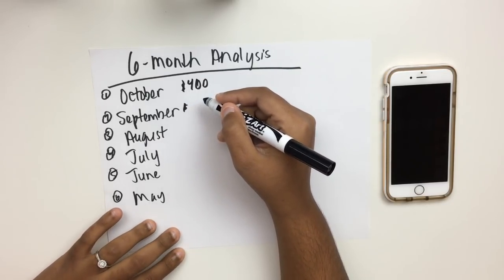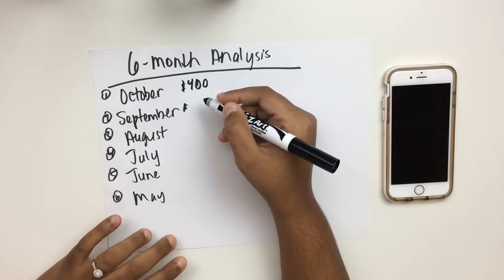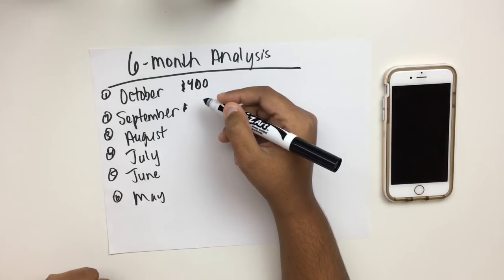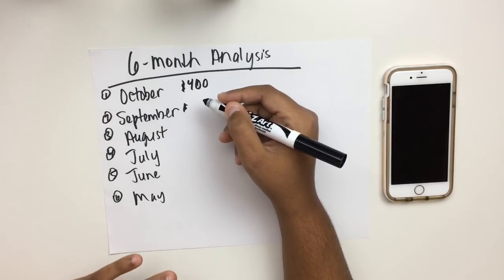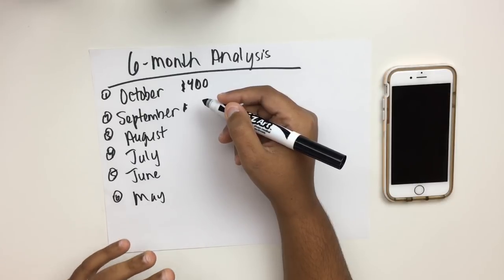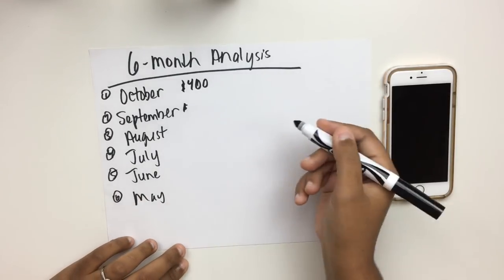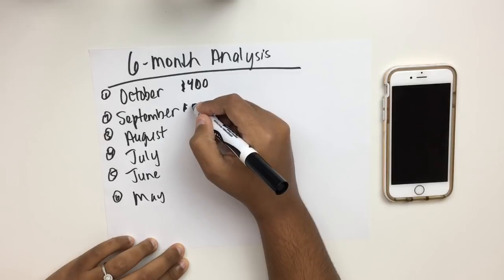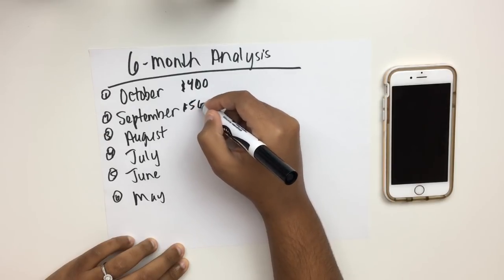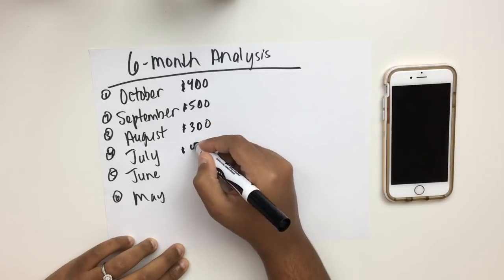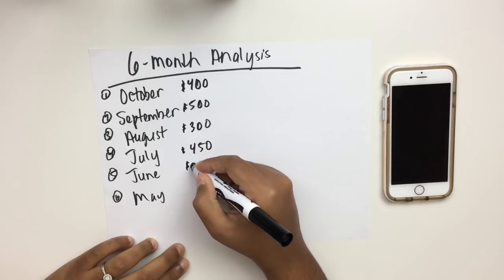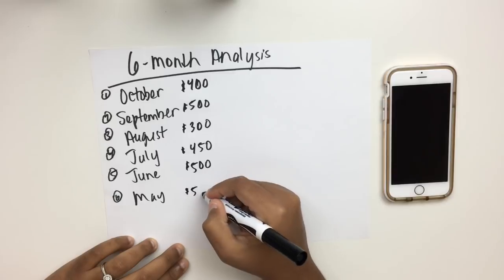Let's say you did the same for September. Again, you're pulling your bank statements, you're going through, writing down all of the expenses for McDonald's, all of the transactions for Walmart, for Aldi, all of that. You're adding all of that up and tallying that all up. I'm not going to do that here, obviously. But let's say September you spent $500. Let's say August you spent $300. July you spent $450. June you spent $500. And May you spent $500.